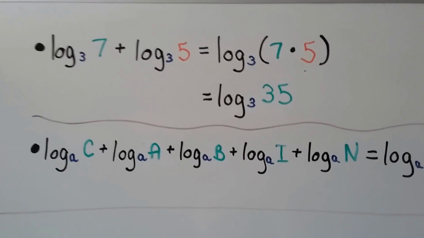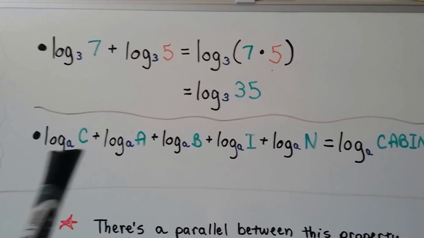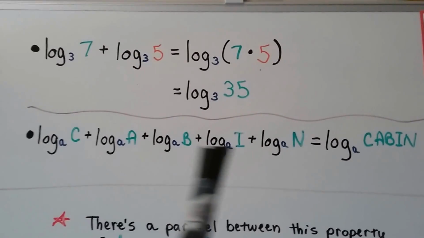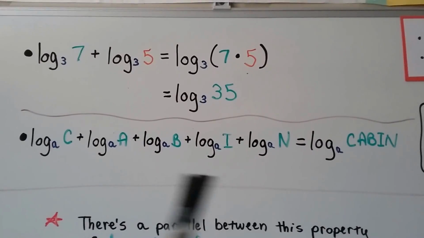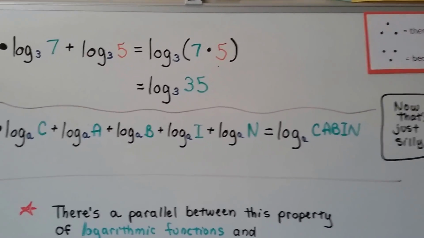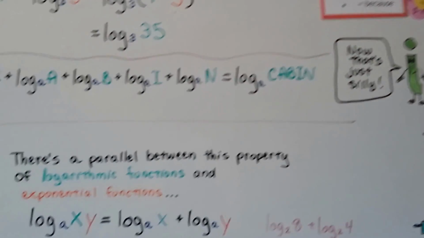So now we're going to get silly. So we've got this one, and when we put them together as products, see they're all addends, we would end up with log base A of C-A-B-I-N. We'd have a log cabin. See? Even my little I says that's silly.